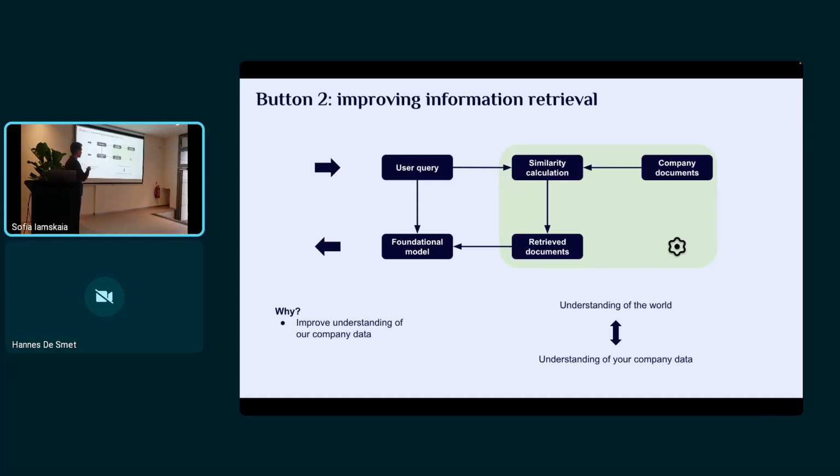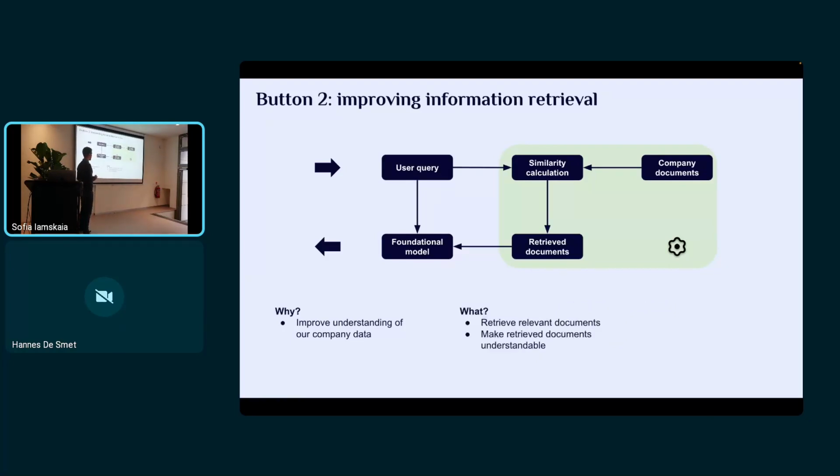So why do we want to look to improve understanding of our company data? Then what can we do? Well, we can try to retrieve the most relevant documents. And then if we retrieve these documents, we can try to make them as understandable as possible, really try to explain these documents to the foundational model. How can we do this?